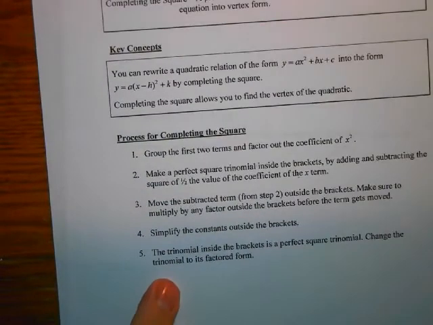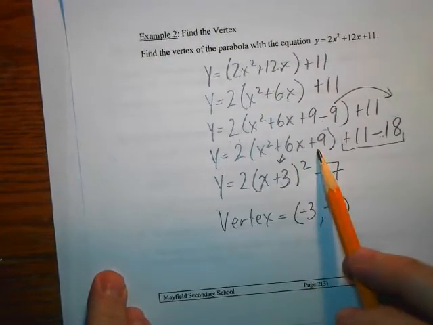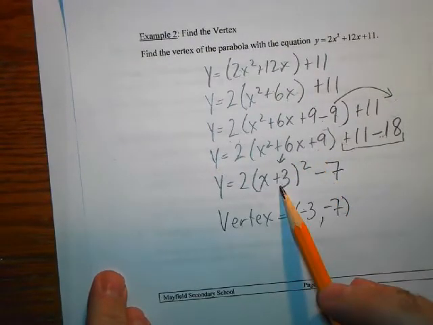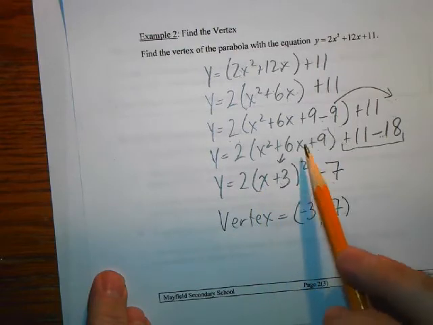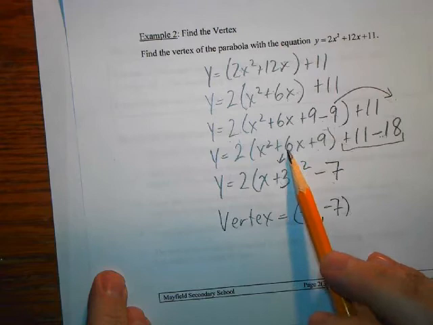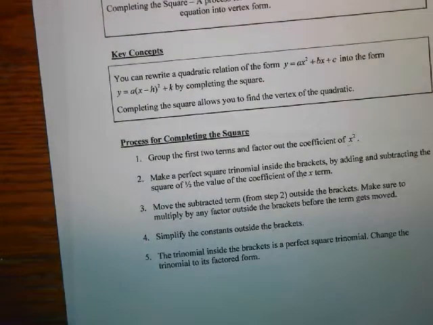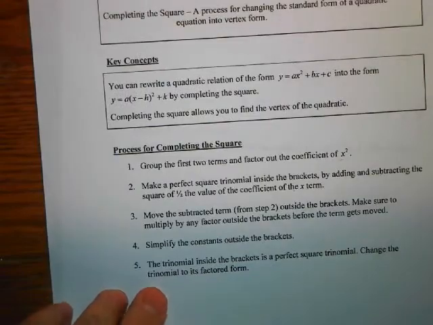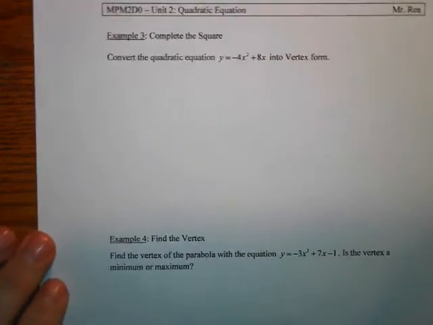And then the last part was turning that perfect square trinomial into a binomial squared. So it's always x plus or minus a number squared, and that number will be half of the coefficient of x. Okay? So hopefully that makes some sense now. So if we go to the last 2 examples, we've got examples 3 and 4.